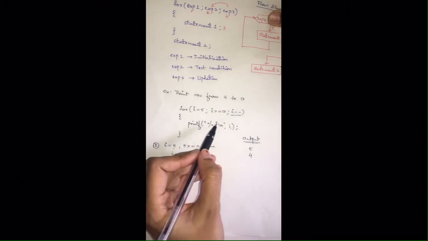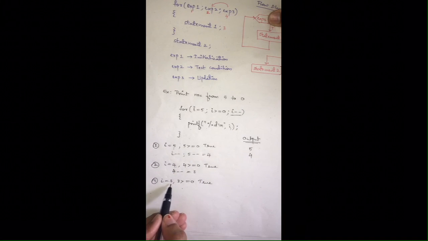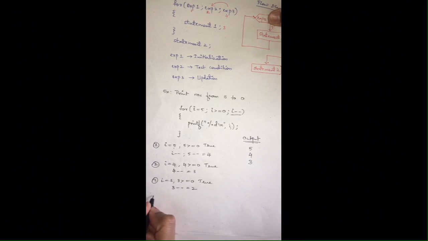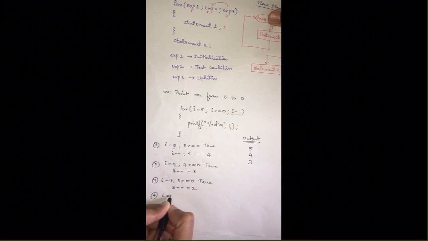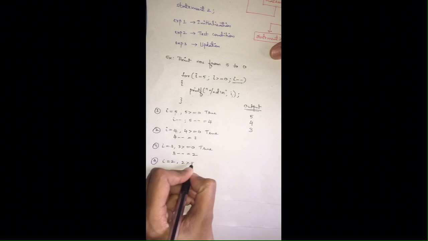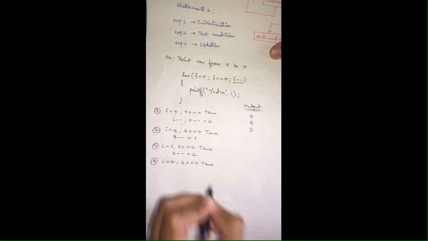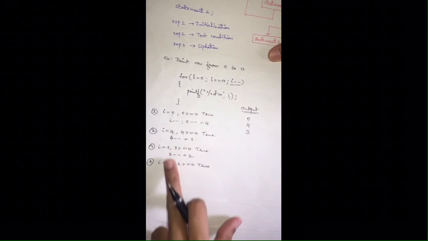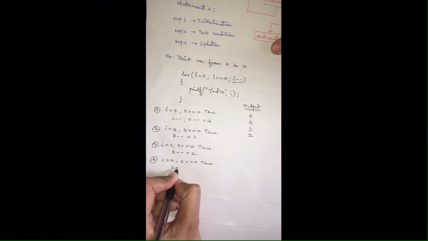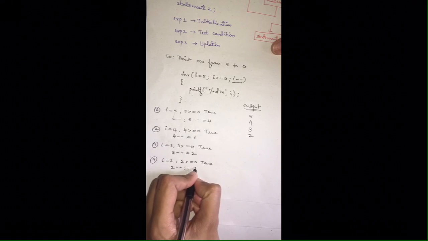Once it is true, we print the i value, which is 3. Then decrement it, so it will be 2. In the fourth iteration, the i value is 2. Now again check the condition: 2 is greater than or equal to 0. Yes, it is true. So enter the loop and print the i value. What is the i value? It is 2, so print 2. Now we decrement 2, so we get 1.